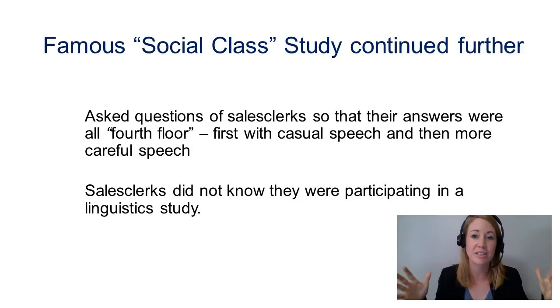He was really clever about getting the clerks to say 4th floor 2 times because first of all, it doubled his data. So when you say 4th floor, you've got 2 cases of the ending R there. And when you get them to repeat it, they're saying 4th floor again, which then gives him 4 instances of the final R as opposed to 2.